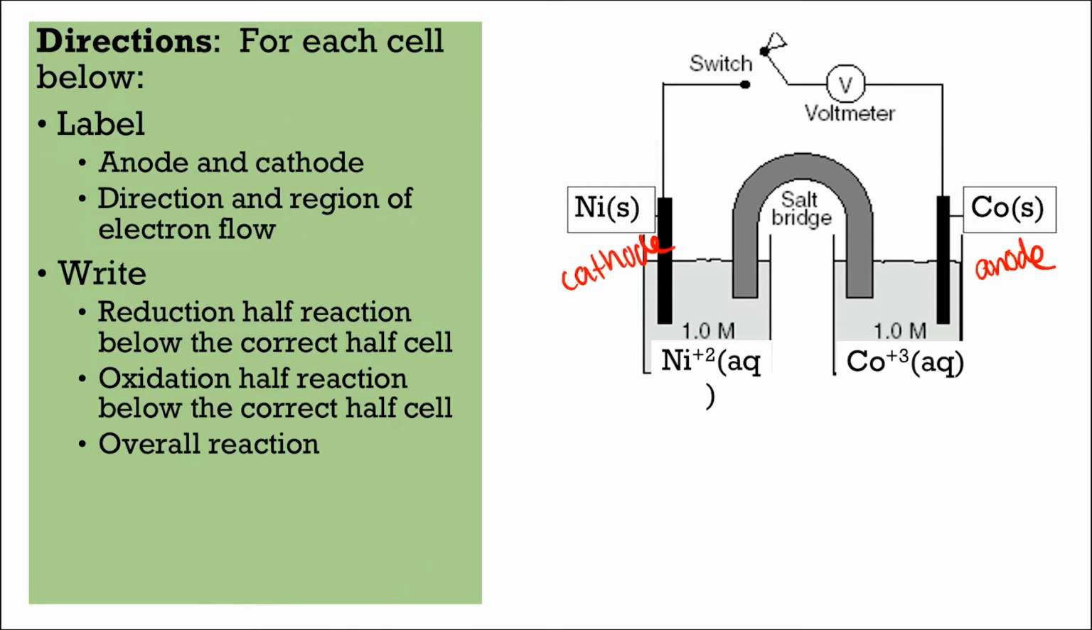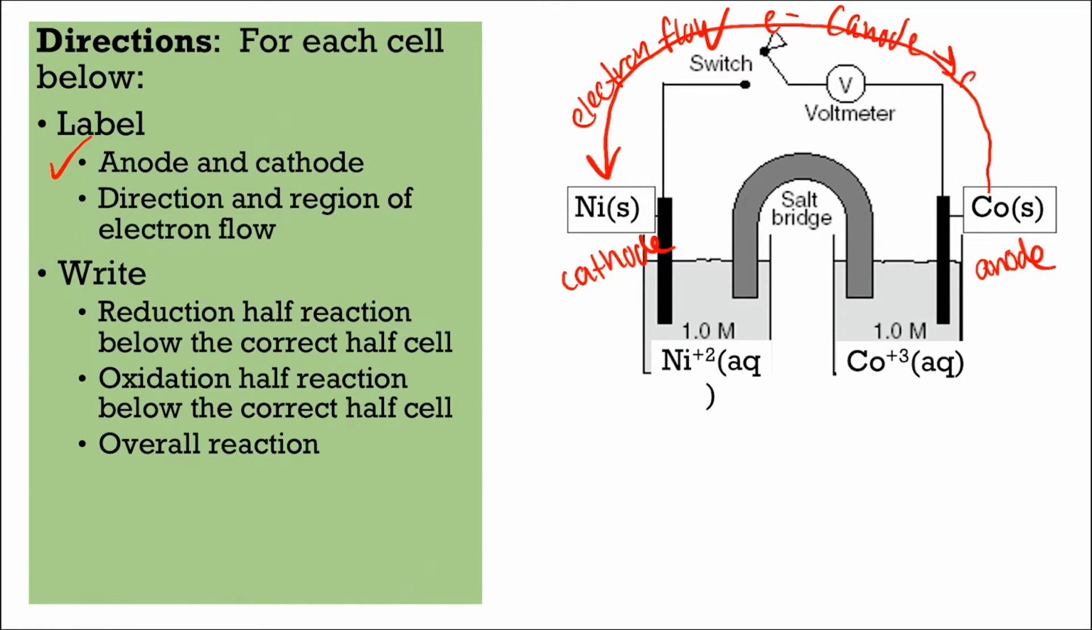Now, check that off. Direction and region of electron flow. Electrons always flow from the anode to the cathode. So electron flow, e minus, anode to cathode. That is always the direction it moves. If it helps you to think of the alphabet, A to C, that works.